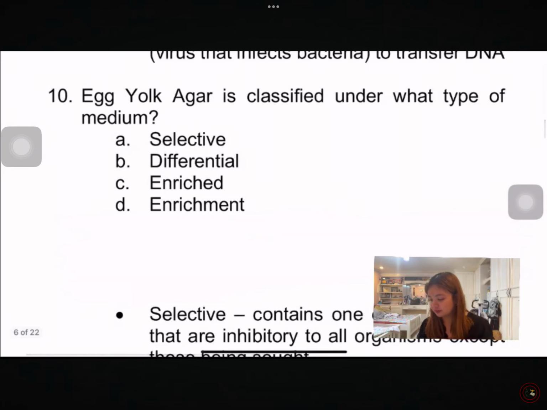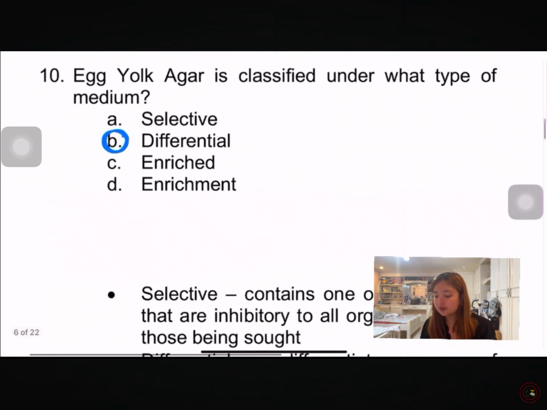Next question. Egg yolk agar is classified under what type of medium? So, the egg yolk agar, guys, it is a differential medium. Before we move on to the next question, let's try to define these one by one.